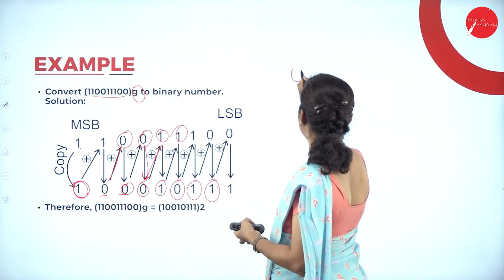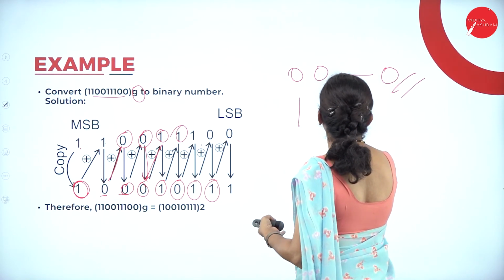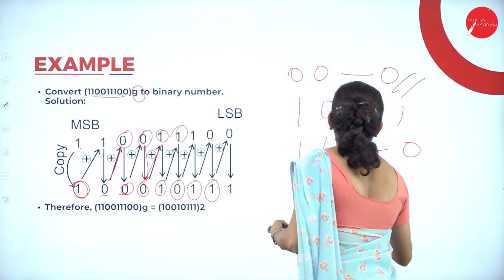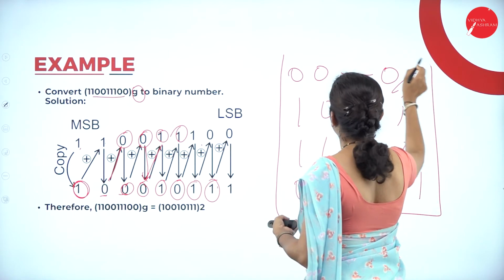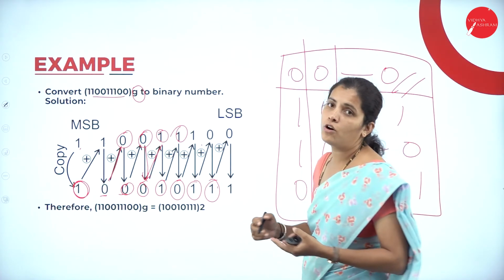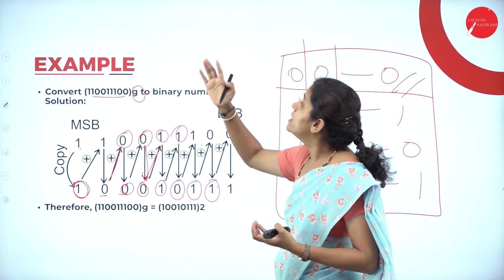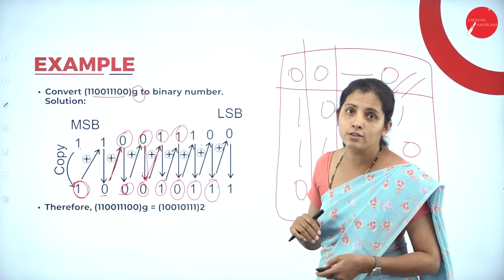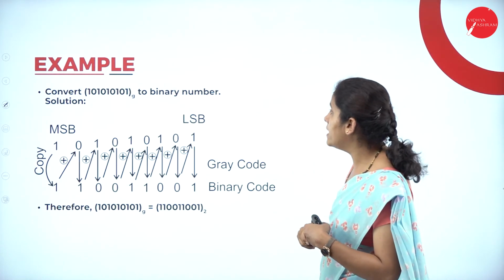That means whenever you have 0, 0, you're going to get the value 0. 1, 0, it is 1. 1, 1, it is 0. And 0, 1, you're going to get the value 1. So you must know the XOR truth table, that means the XOR gate truth table. To perform the conversion of gray to binary, you must know the XOR gate truth table.